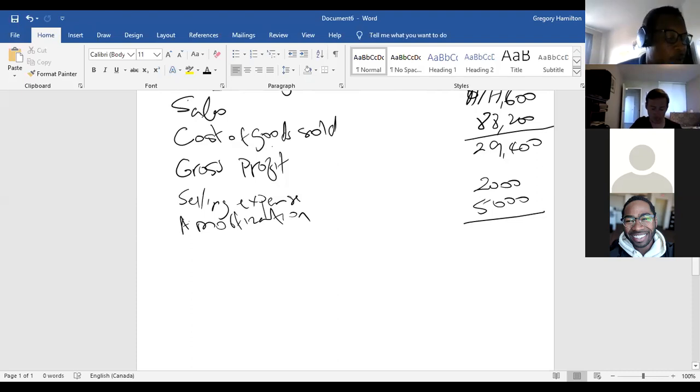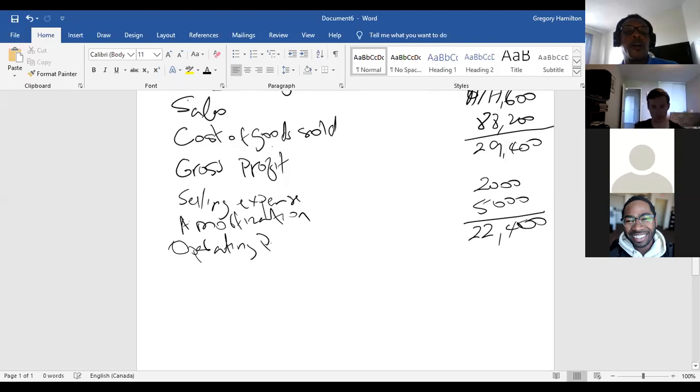So we take our amortization and we take selling expenses. So that means we have 22,400. This would be our operating profit or what? Earnings before interest and tax.